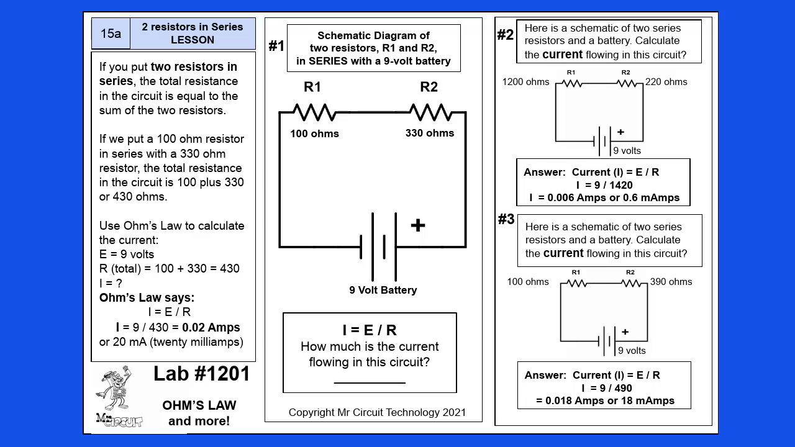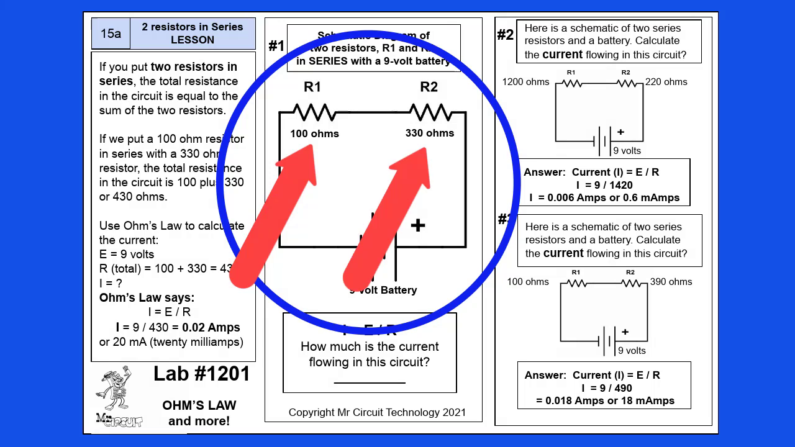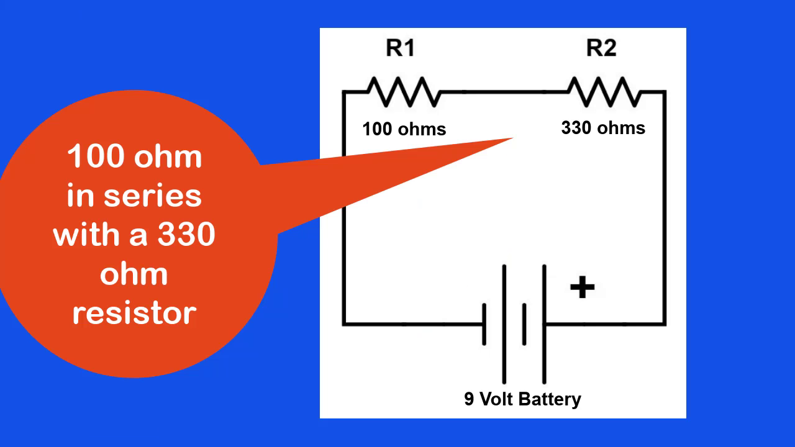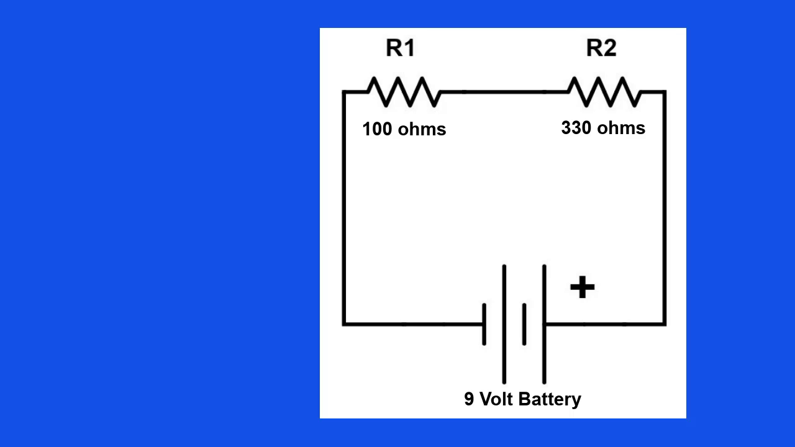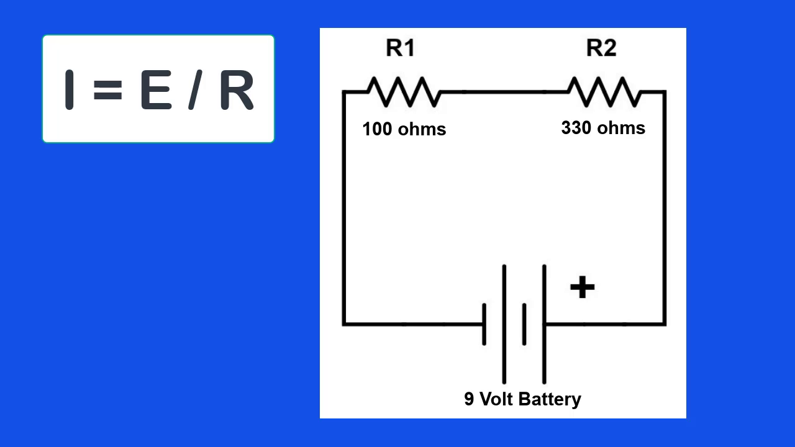Now, in this lesson, we show a 100 ohm resistor connected in series with a 330 ohm resistor. That means that the total resistance in the circuit is 100 plus 330, or a total of 430 ohms. Let's use Ohm's law to calculate the current. I equals E divided by R. So how much current will flow in this simple circuit?